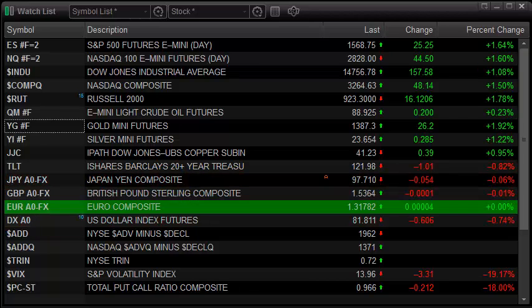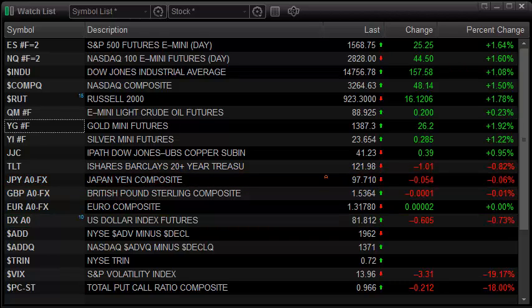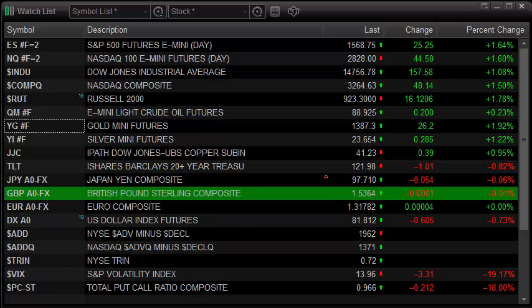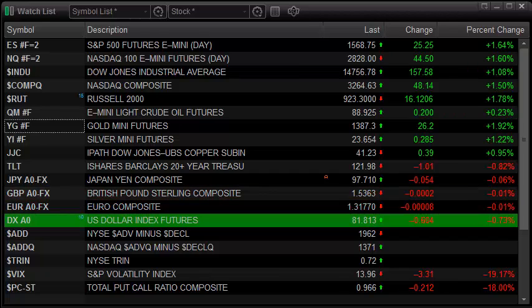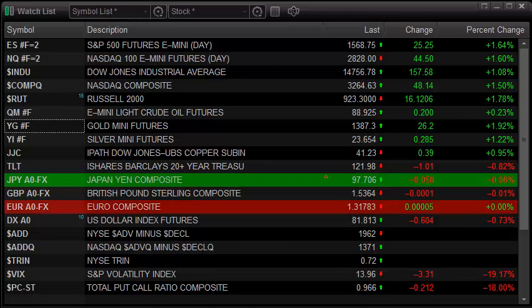The advanced declines were very robust to the upside, so they're definitely going to impact the cumulative advanced decline lines. And that's something else that we'll be taking a look at. So let's move on and take a look at the major futures charts.